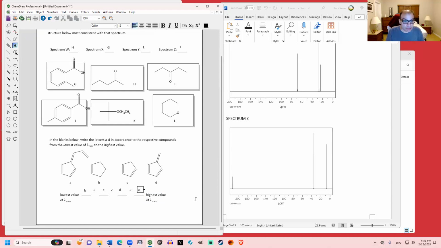I certainly don't expect you to memorize any particular absorptions. I certainly would never draw you a compound and say, where does it absorb? Just to know that the more conjugation is in a molecule, the longer the wavelength of maximum absorption, or the lower the energy. Longer wavelength, lower energy. Energy and wavelength are inversely proportional. Questions on that page?